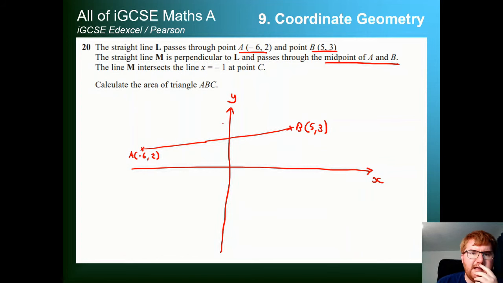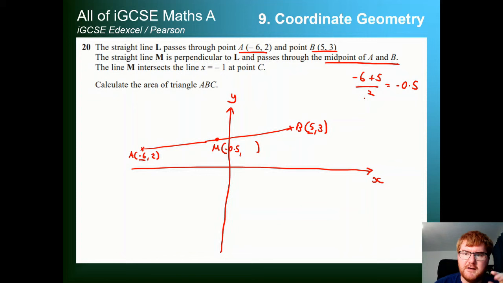And the straight line M is perpendicular to L and passes through the midpoint. So we need a midpoint. This seems pretty suitable here. And how do we actually find what this midpoint is here? Well, we find halfway between -6 and 5. One way you can do this, finding the average of it essentially, is you just do -6 plus 5 divided by 2. That will give you -0.5. So this midpoint is at -0.5.